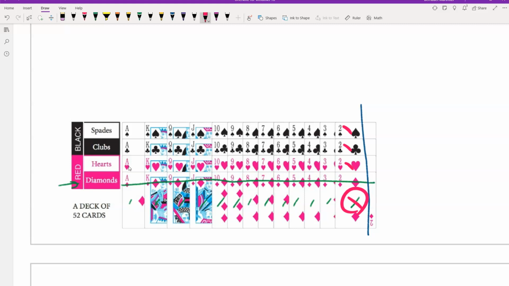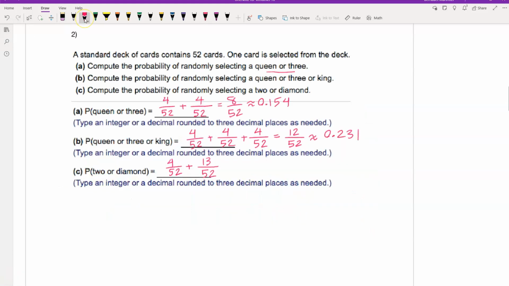We counted this card twice. That's why we should subtract. We cannot repeat. We cannot recount the card. So here we should subtract that one card, the card that we recounted. Add all these on top, we have 16 divided by 52, rounding 0.308.